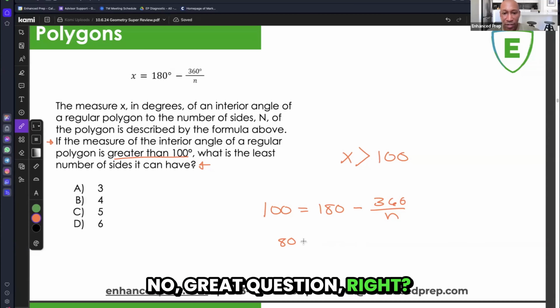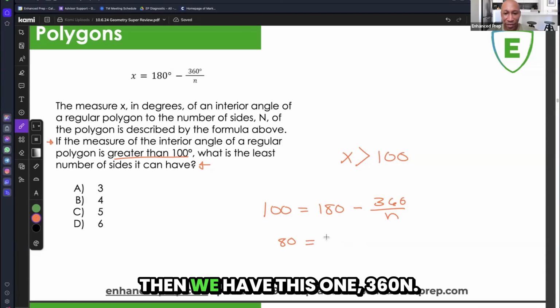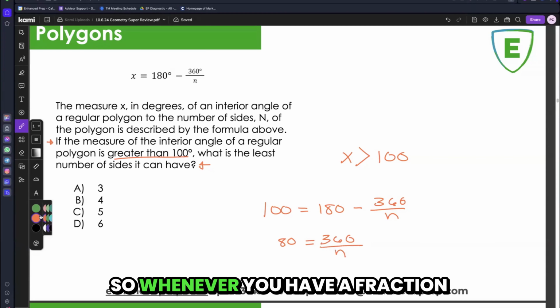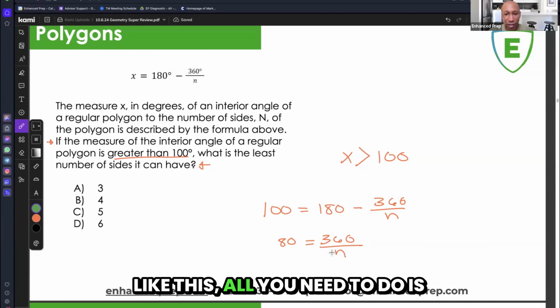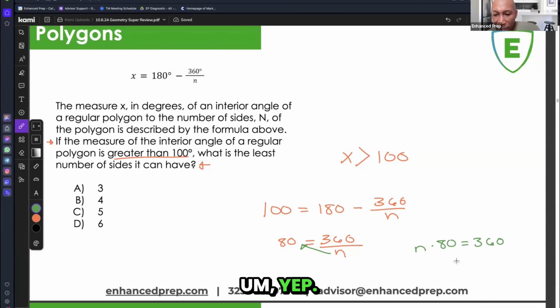No, great question, right? So we have our 80 is going to be equal to, well, we subtracted that, and then we have this one, 360 over n. So whenever you have a fraction like this, all you need to do is cross multiply, right? So we can bring that in over here. Yep, right? N is equal to 4.5, right?